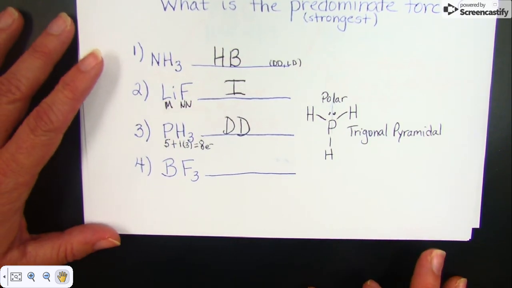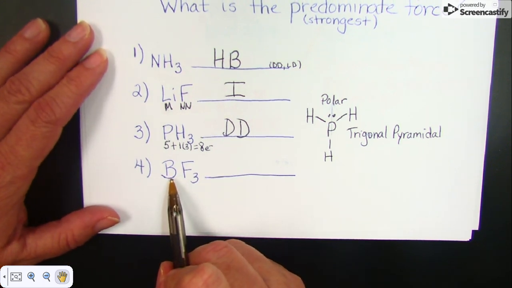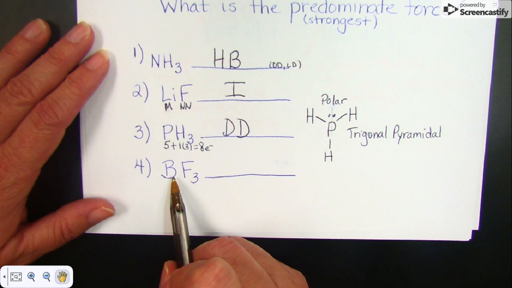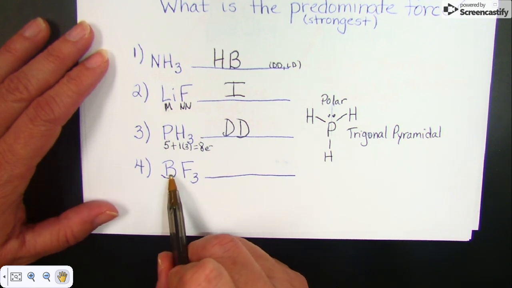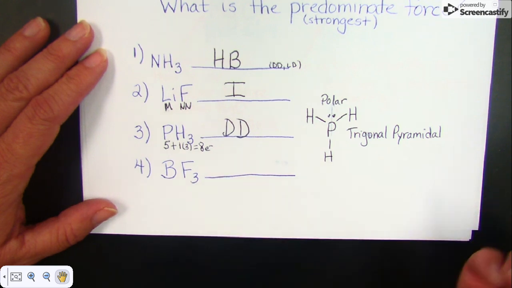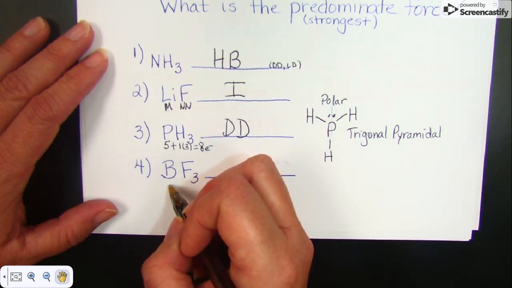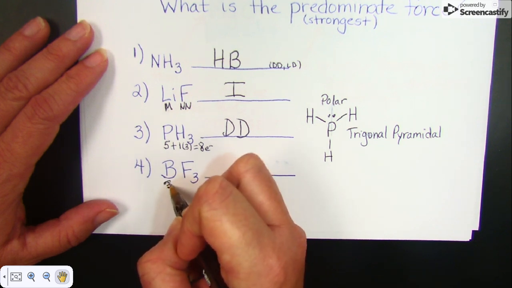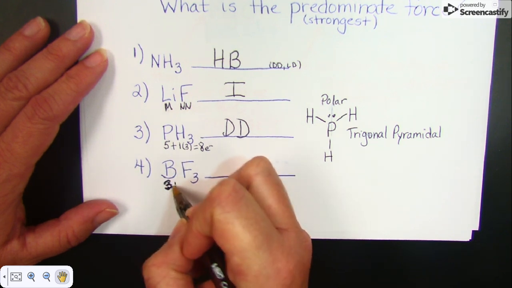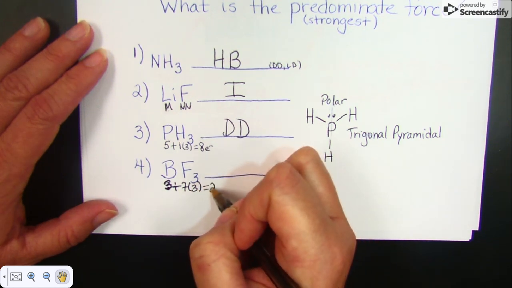So we're going to look at number 4. Number 4, again, ionic first. Is that a metal? No, boron is not. Boron is a metalloid, kind of close, but not. Boron is not a metal. Is there a hydrogen involved? No, so it's not hydrogen bonding. So let's go ahead and draw it out again. Boron has 3 electrons. Whoops. Fluorine has 7 for each of those. Times 3 is 21, plus 3 is 24.